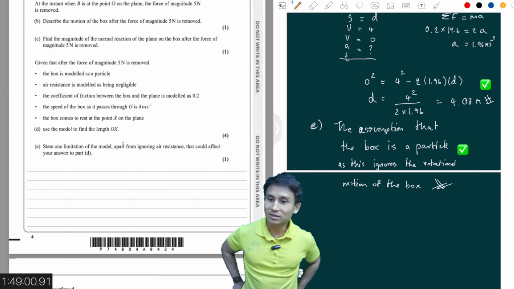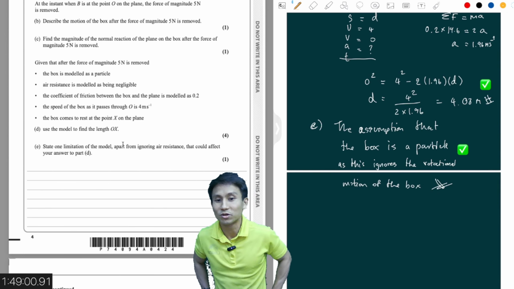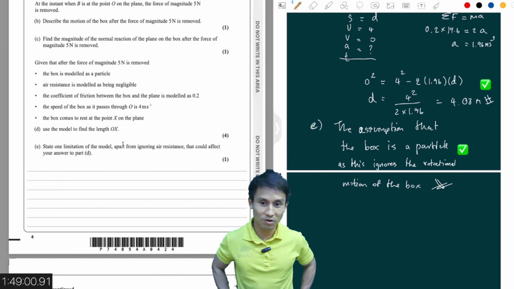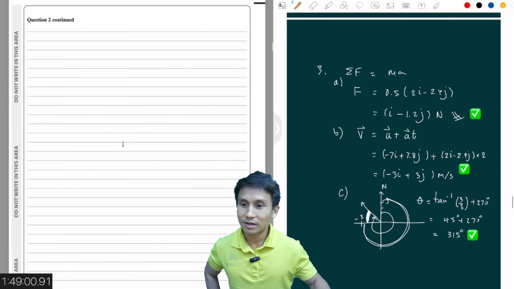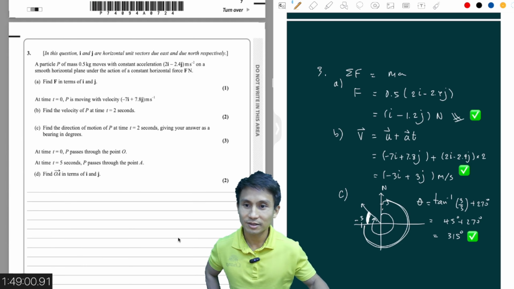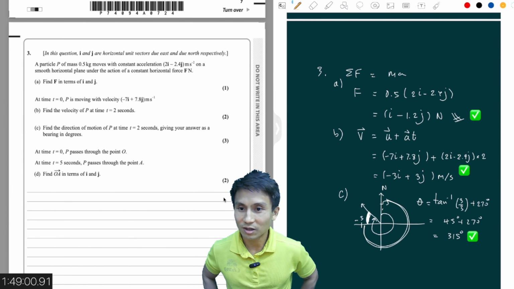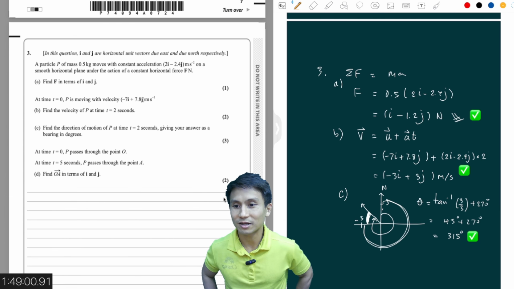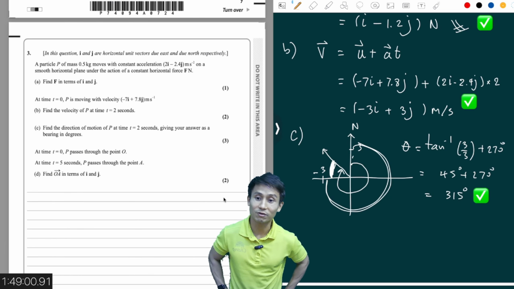And yeah, this is okay, like the limitation, because you assume that the box is a particle, so we ignore the rotation, and that might affect the motion of the box, right? Yeah, so that's right. This one, nothing particularly hard here. I think you would be okay with A, B, and C, right? Oh yeah, C might be a little trickier. You just have to get the bearing right. So you get the velocity first.